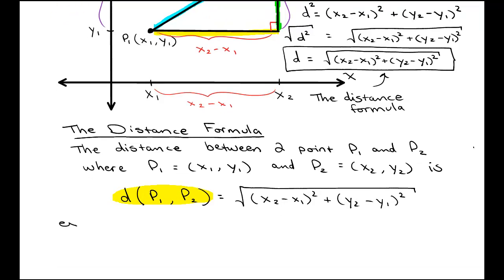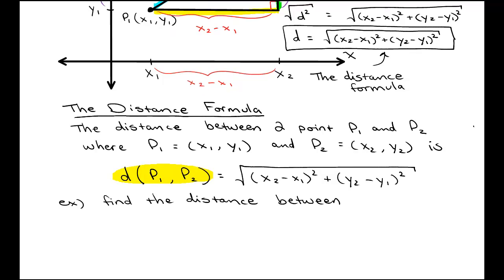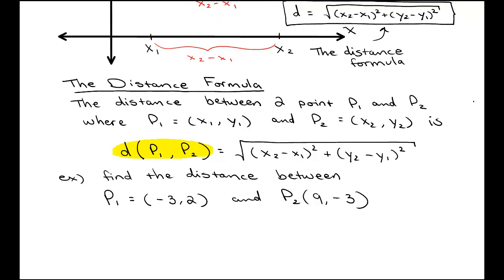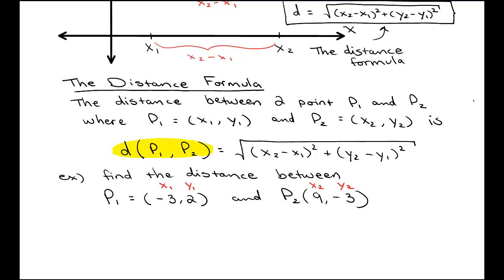Let's do an example. Find the distance between p sub 1 equal to negative 3 comma 2 and p sub 2 equal to 9 comma negative 3. The first thing I like to do when I'm finding a distance is label my points, because it's very easy to get confused when you're substituting into the formula. I'm going to label the first point as x sub 1, y sub 1, and my second ordered pair as x sub 2 comma y sub 2. And now we're ready to substitute into my formula. Let me copy my formula down again. The more times you copy the formula, the easier it's going to be for you to remember it.